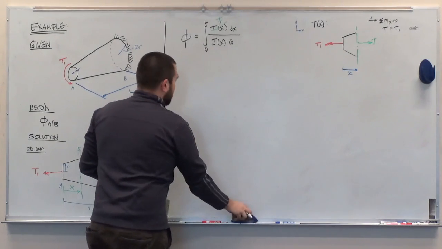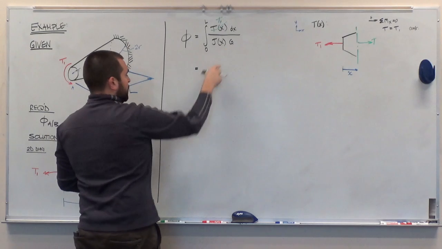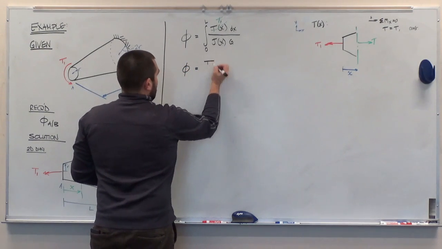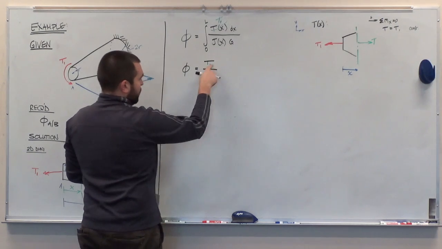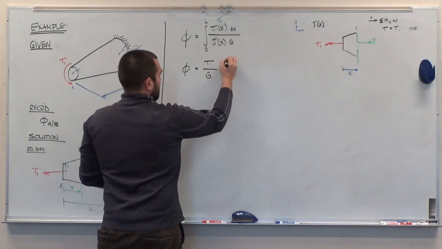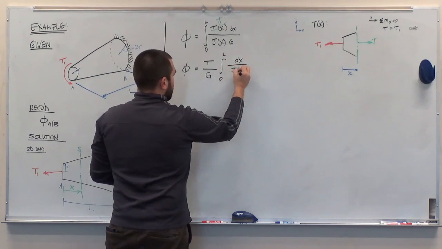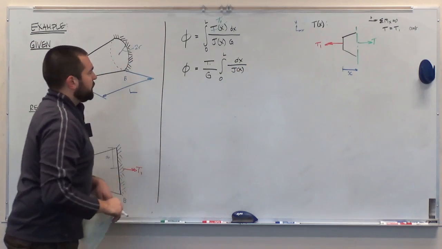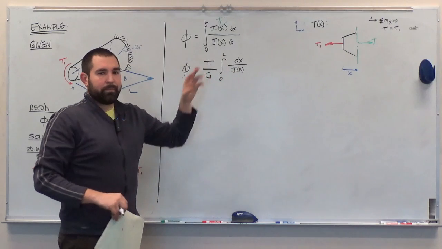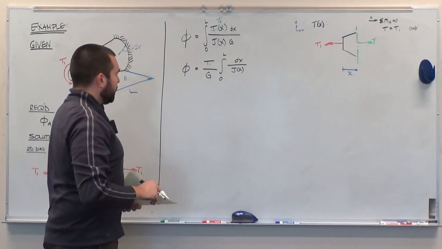So I'm just going to rewrite this equation, and I'm going to pull out the internal torque and the shear modulus, and I'll get that phi is equal to the internal torque, which is equal to the external torque, divided by the shear modulus times the integral over the length of dx over the polar moment of inertia as a function of x. It's never fun having these functions in the denominator, but it's not that big of a deal. Everyone's had calculus, so we'll deal with it as it comes up.